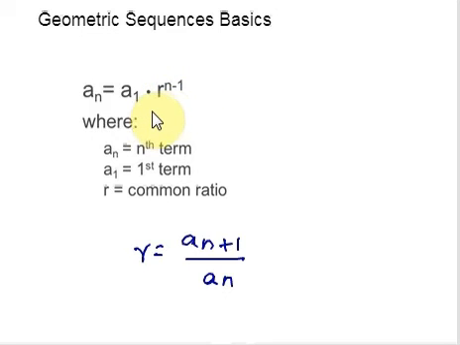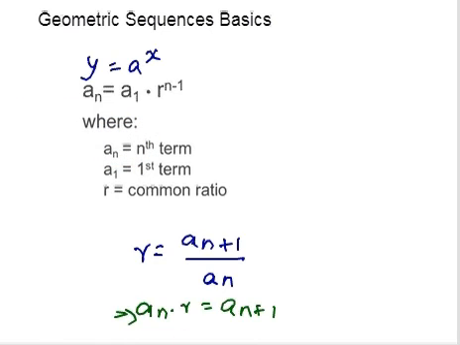A geometric sequence is an exponential function. Any exponential function would look like this, y equal to a raised to x. Here we write a(n) is equal to some constant multiplied by r raised to some power, where r is the common ratio and this would be the constant. A recursive definition: since each term is found by multiplying the previous term by the common ratio, just by cross multiplying, a(n) times r will be equal to a(n+1).